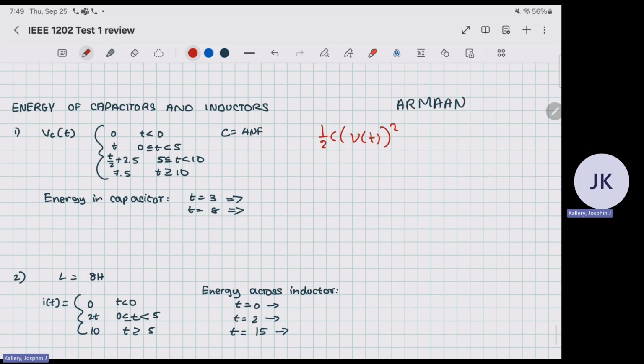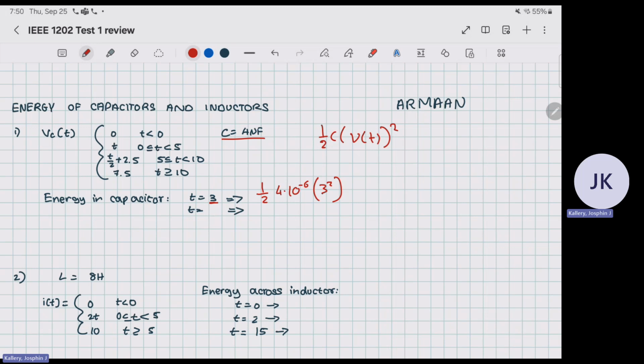Okay, so now we need to find it at specific times. So at t equals 3. Once again, we'll just start plugging in our equation. 1/2. Our capacitance is 4 microfarads, so that's 4 times 10 to the negative 6. And then our voltage. We take time equals 3 and plug it into this function. For t equals 3, what we return is just t. So we'd just say 3 squared.